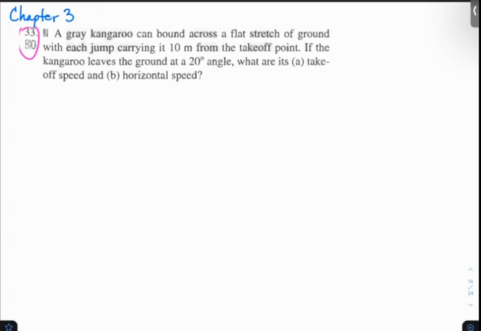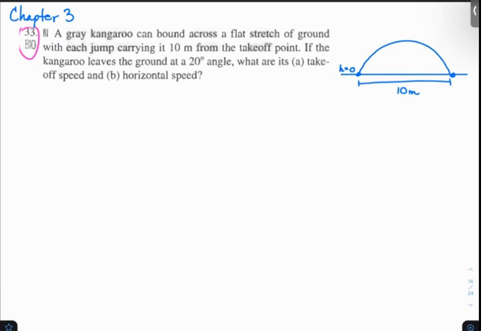So we have a gray kangaroo that can bounce across a flat stretch of ground, with each jump carrying it 10 meters from the takeoff point. So it's going to go on the ground. We're going to assume the ground is flat. So if I say that it starts at a height of 0 at the beginning, it'll end at a height of 0 as well. That'll be important. And it's going to jump with a parabolic trajectory, and it's going to jump a distance of 10 meters each jump.